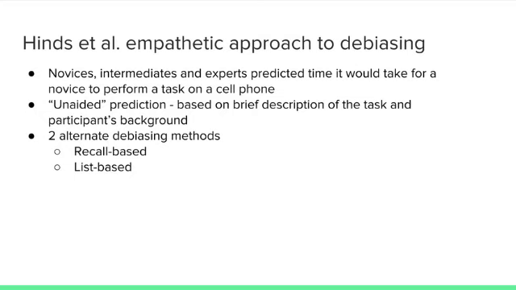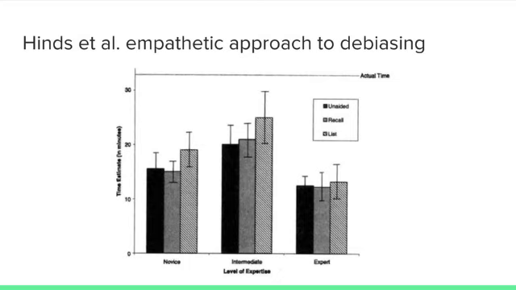Half of participants underwent a recall-based debiasing method, which involved recalling past experiences related to their expertise. The other half underwent a list-based debiasing method, which involved the participant reading information about typical problems novices deal with relating to the task. The study found that novices and intermediates were significantly more accurate with their predictions both before and after debiasing, while experts greatly underestimated performances in each condition. This raises some interesting questions about general debiasing strategies because in this case, the effectiveness of the debiasing method depended on the participant's level of experience.